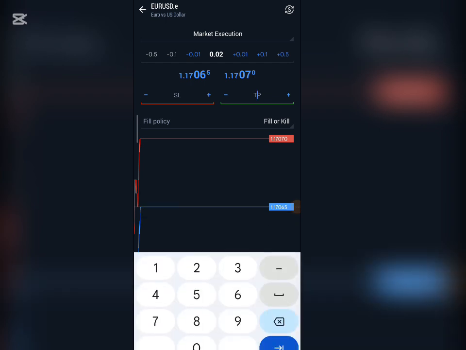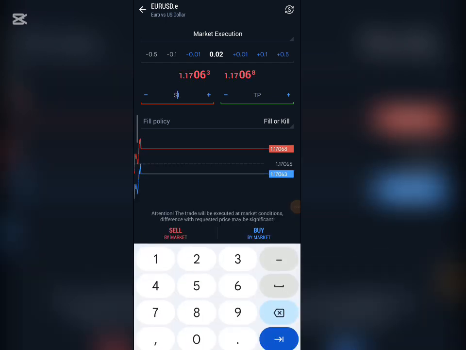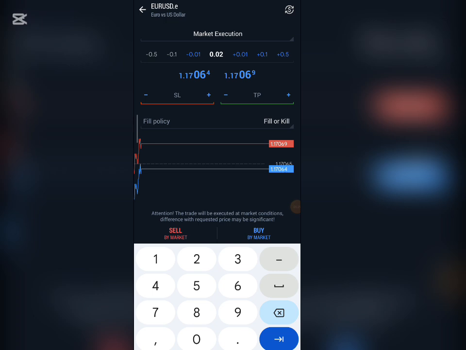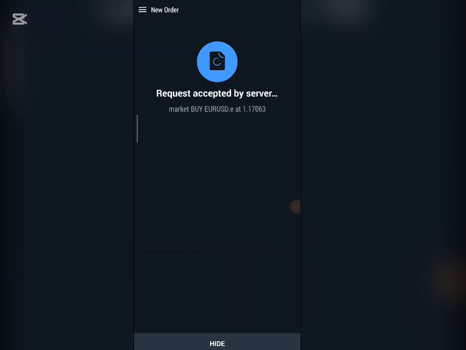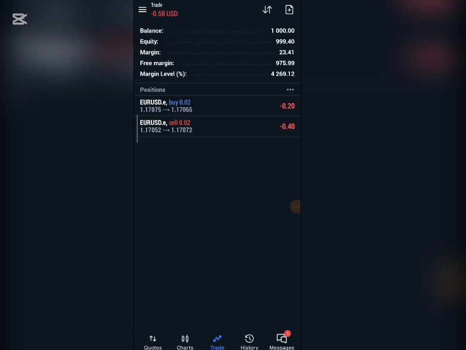Now I could decide to enter my take profit from here. I could decide to also enter my stop loss from here. It depends on what I want and how I want it. Do you understand? So I could click on buy.